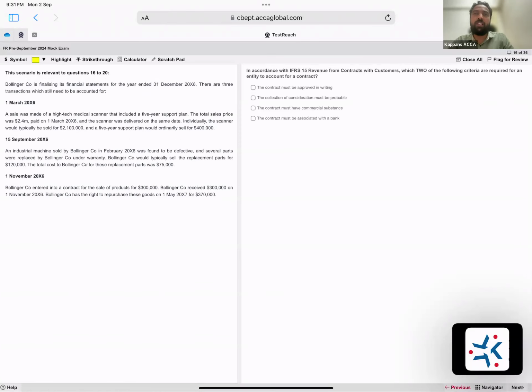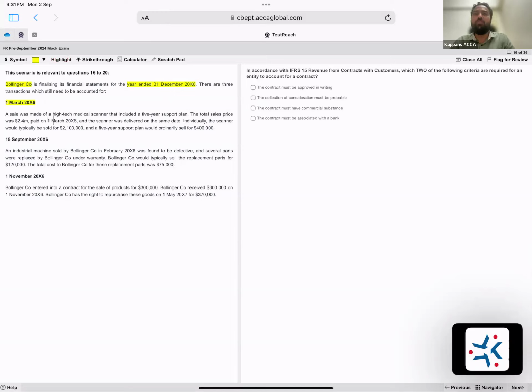So let's read the first case scenario, which is Bollinger Company. The company is finalizing its financial statements for the year ended 31st December X6. There are 3 transactions which still need to be accounted for. On March X6, so remember the financial year ending is 31st December X6, something has happened in March X6. So there might be a time proportionment involved.